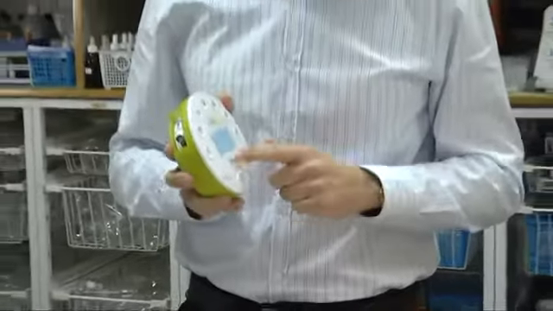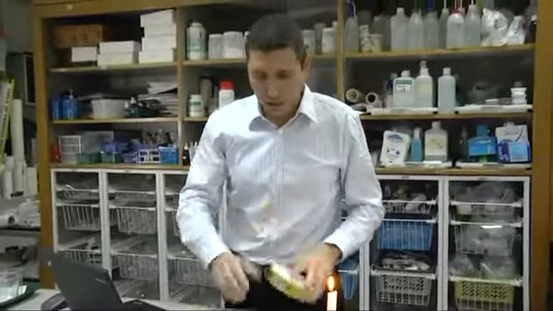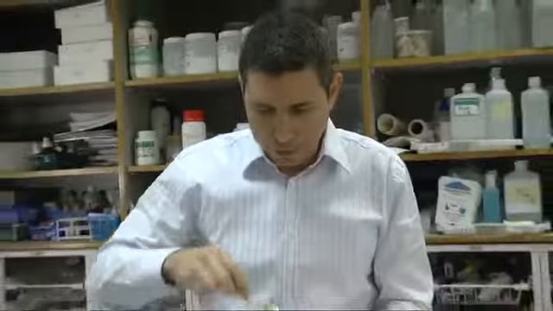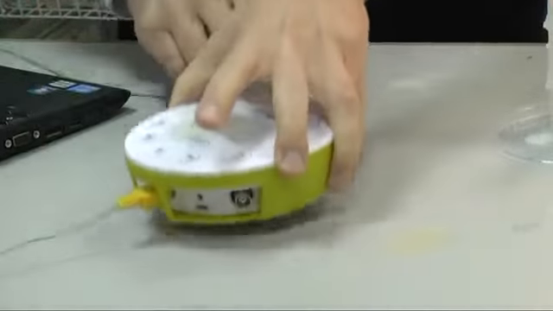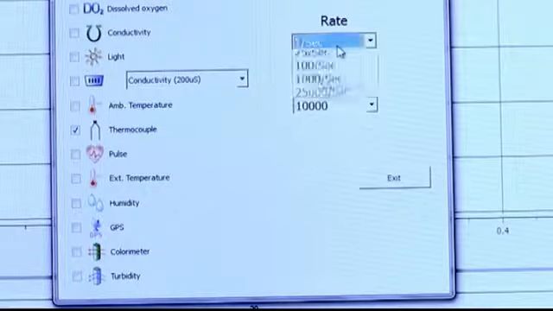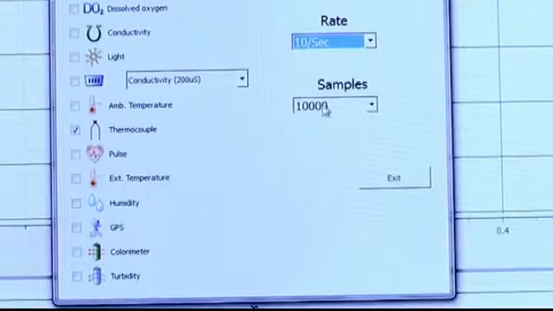Let's set up the Labdisc and find out for ourselves. We will take the thermocouple temperature sensor because it can measure up to 1200 degrees Celsius. We will connect it to the Labdisc and set up the Labdisc. First, let's select the thermocouple sensor, uncheck all other sensors, take 10 samples per second and 1000 samples. Now we are ready to go.